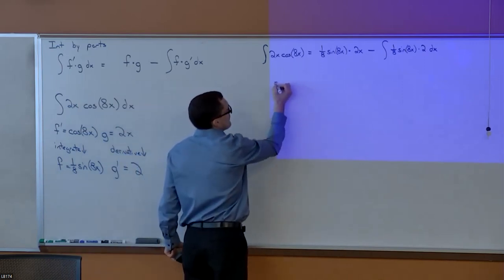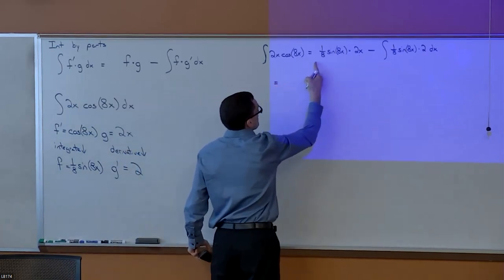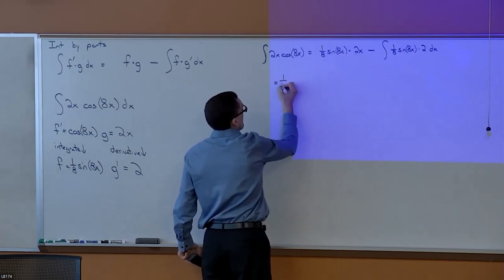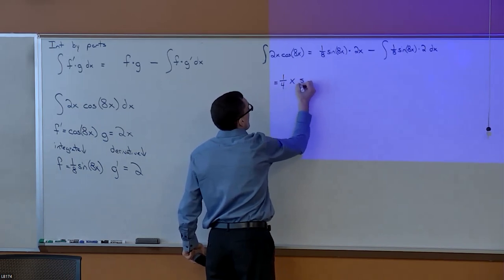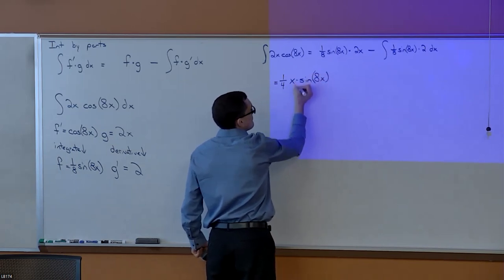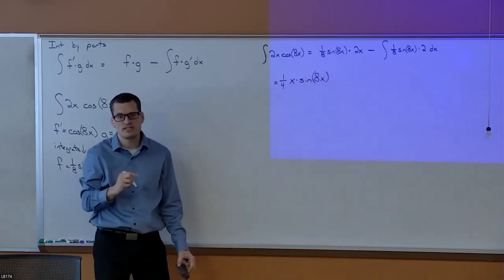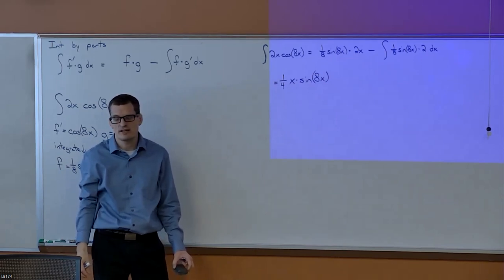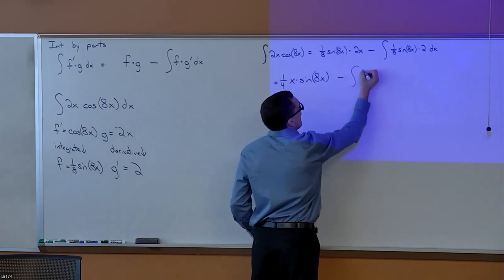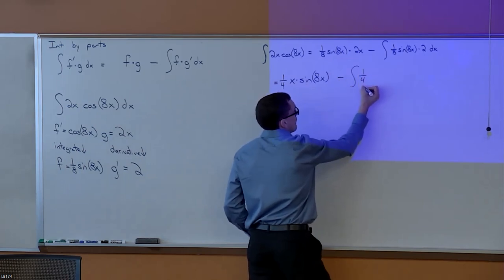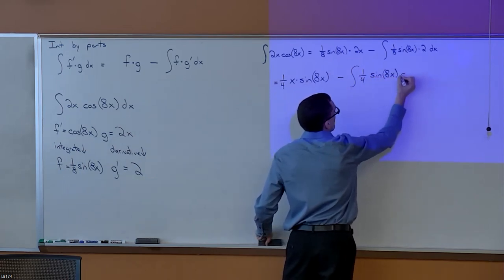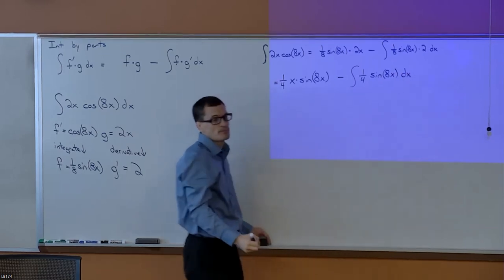I'm going to do a little bit of a rewrite just to make things nicer. I'm used to seeing the x in front, and also 2 times 1/8 is 1/4. Be careful in Moodle. Make sure you put that multiplication sign in between the x and the sine if you come across something like that. And this asks me to integrate 1/4 sine of 8x with respect to x.